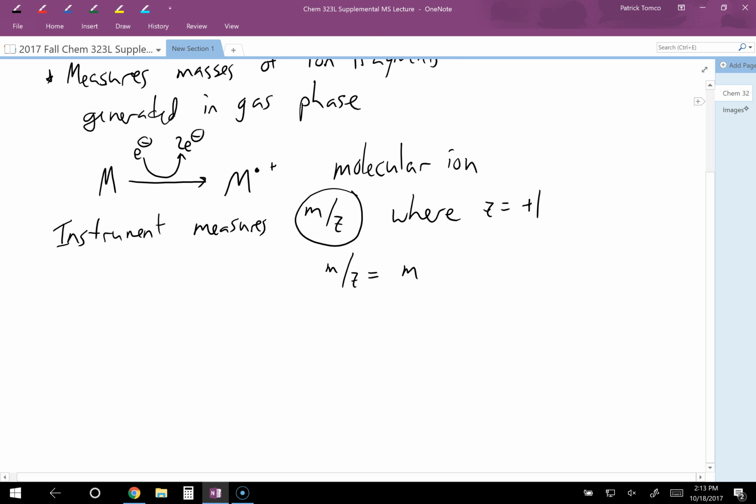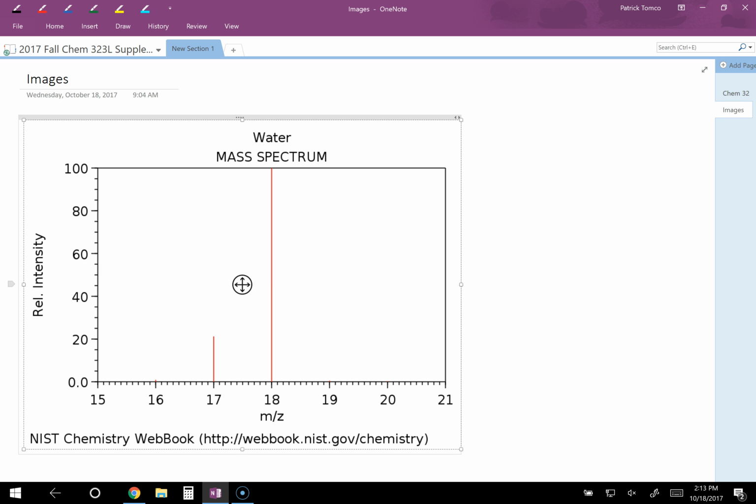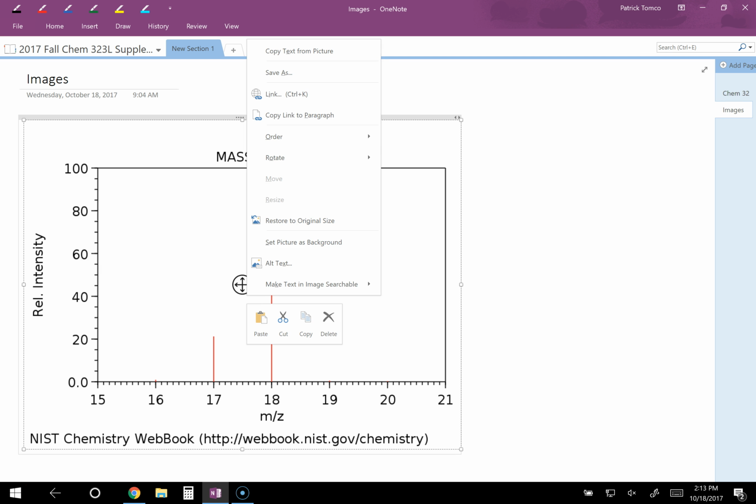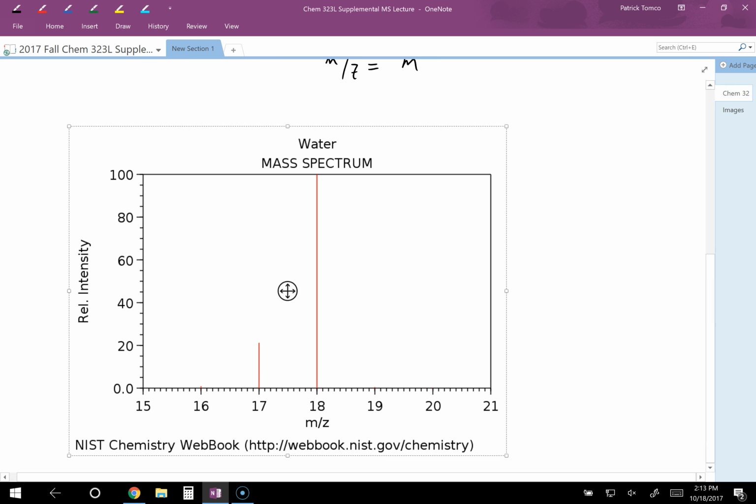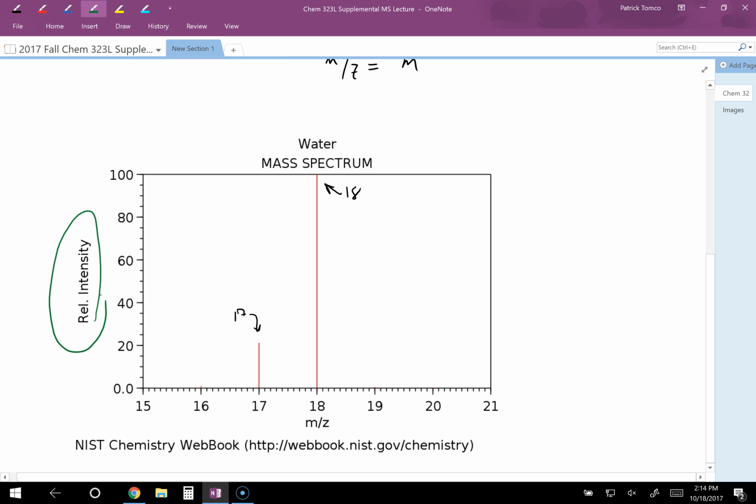I want to pull up an example here, which I pulled off of the NIST webbook. This is the mass spectrum of water. If we look at the mass spectrum of water, I see a peak here at 18. I also would see a peak here at 17. I want to look at these axes. I have relative intensity on this axis, and mass to charge on this axis. And this is essentially counting the number of ions that are observed.